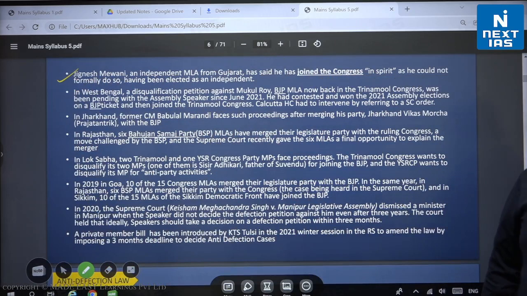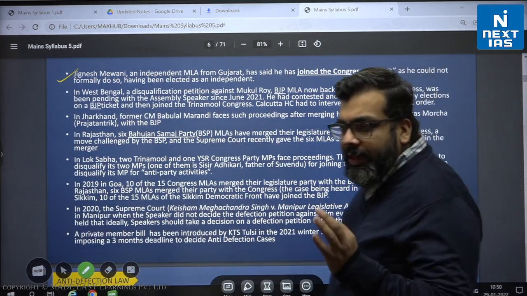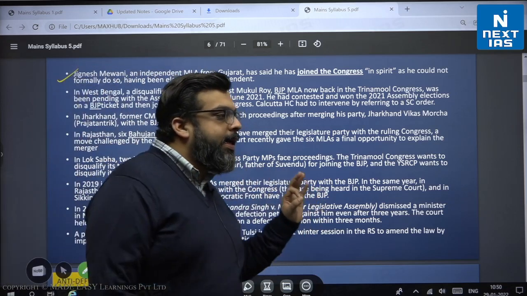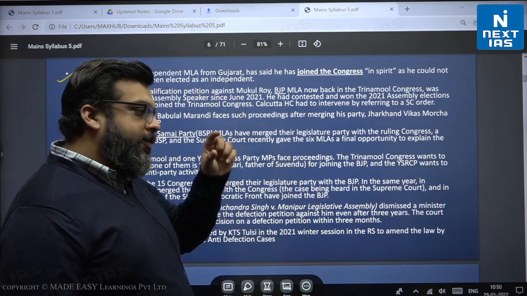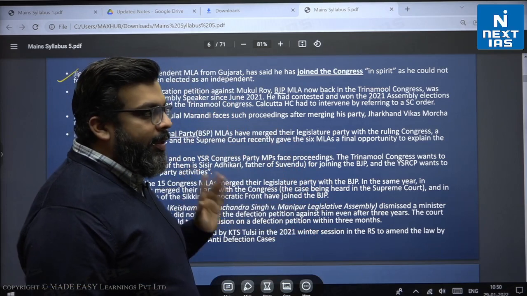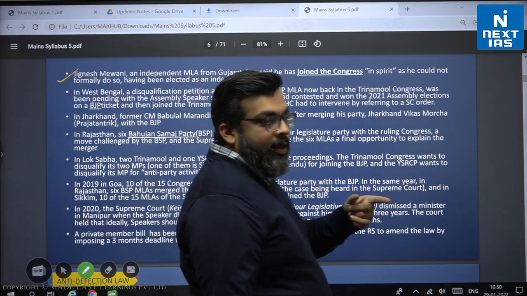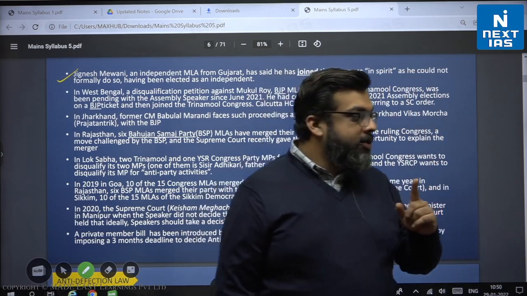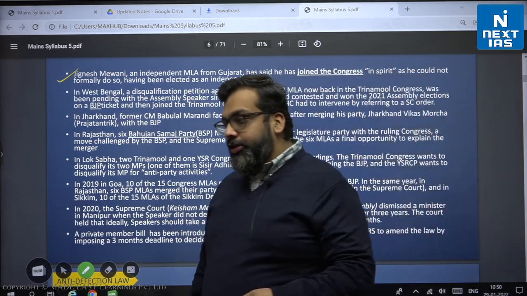Now, I remember I told you that independent MPs or independent MLAs cannot join any political party after they have been elected, because you have told the people that your ideology is that you have no ideology, right? So you can't break the trust of the constituency.